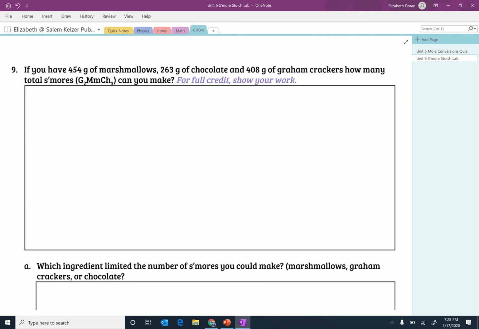Whichever one of those is the fewest number of s'mores, the least amount, that's going to limit how many total s'mores you can make. So if you only have 7 graham crackers and you have 12 marshmallows, and let's say you had 100 chocolate pieces, well, those 7 graham crackers are going to limit the total number of s'mores that you make. If you're making our legit actual s'mores with 2 graham crackers, 1 marshmallow, and 3 chocolate pieces, then those 7 graham crackers are going to limit you to being only able to make 3 s'mores, right?